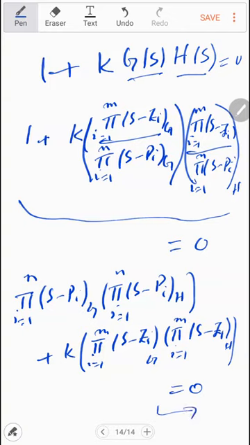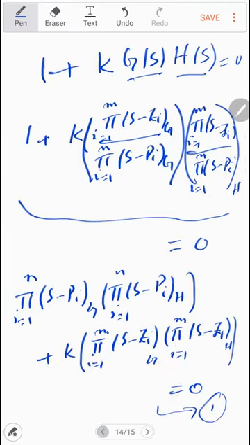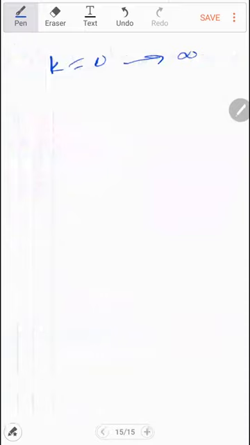Now let us make k equal to 0 in this equation number 1, because we say that we have to increase the gain of the system from 0 to infinity or a higher value. When k is equal to 0, you see that k is multiplied with the part where we have s minus zi, the zeros information, so that part becomes 0 and we are left only with the poles, the product of s minus pi.